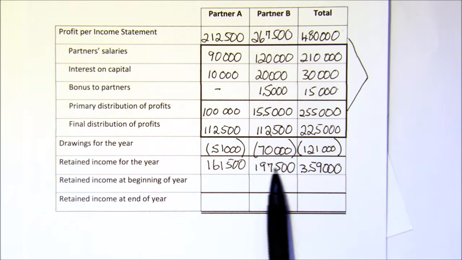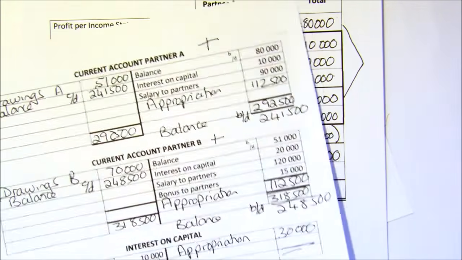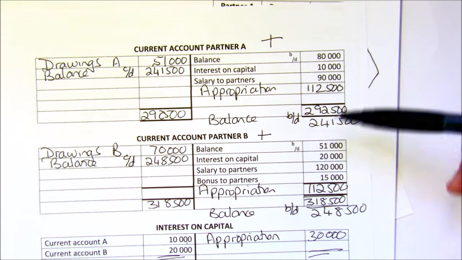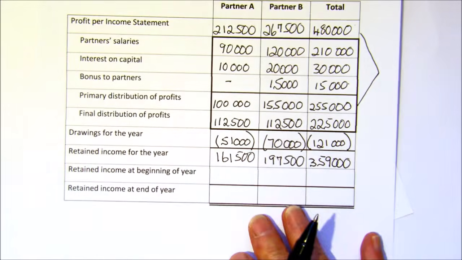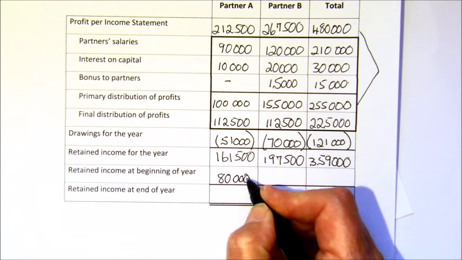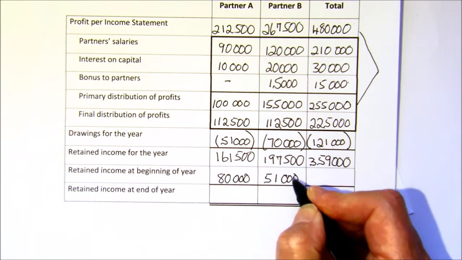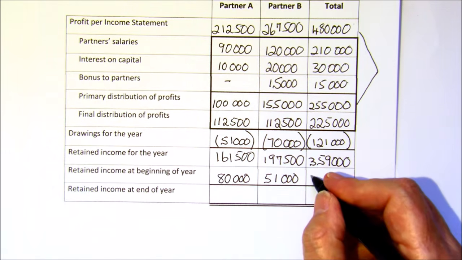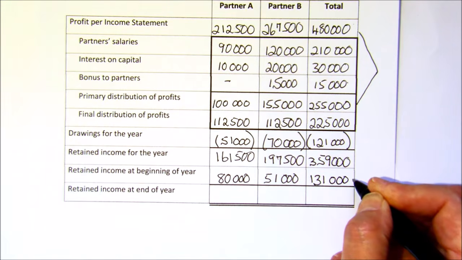Now that's what they've got left for this year. But if you remember, back in our exercises, they both had an opening balance. This is money left over from last year. So that was the retained income at the beginning of the year. It's the opening balance. And please watch, learners, it is possible that this can be a debit balance, in which case it'll be a negative balance. So there was 131,000 at the beginning.